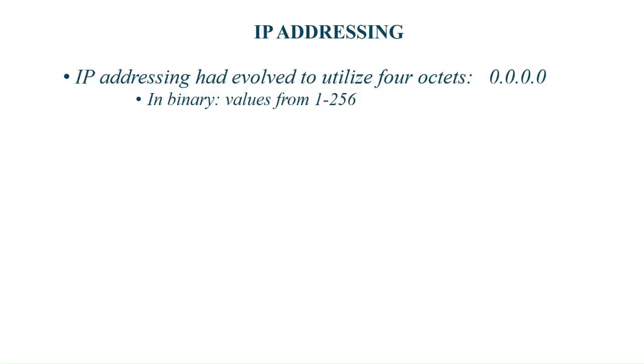So let's get started. At this point in our computerized evolution, the dominant machine architecture was 8 bits, and in turn, moving data or organizing data was in 8-bit words or octets. Addressing had evolved into the use of 4 octets, each with a value of 256, 4 times, and we separated them by these dots.